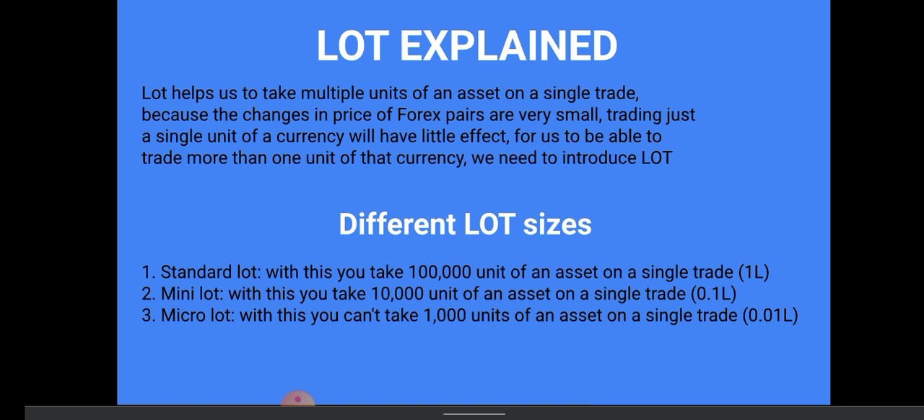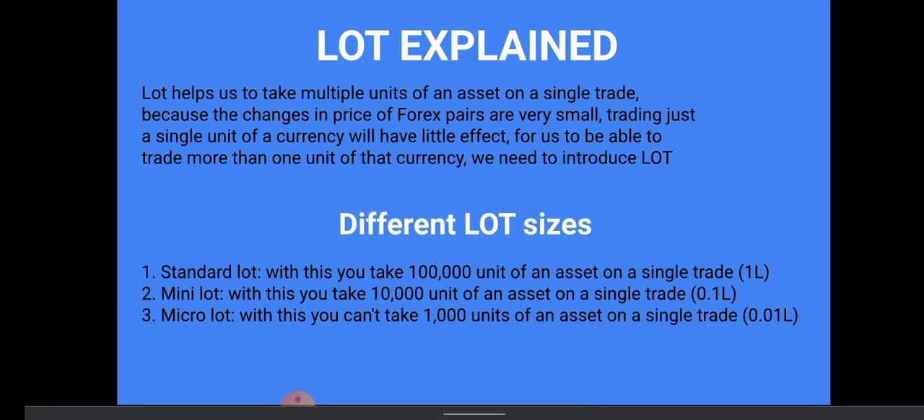What does lot mean? Lot is a mechanism that helps us to amplify our trade. Lot helps us to take multiple units of an asset on a single trade. Because the changes in price of forex pairs are very small, trading just a single unit of a currency will have little effect.